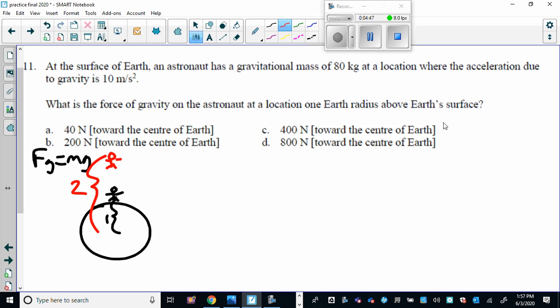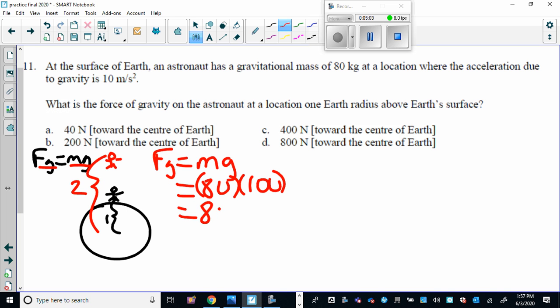Actually, given this, let's just do it this way. I'm going to have to do this calculation at some point anyway. So his mass is 80 kilograms, and the acceleration due to gravity is 10. Therefore, the force of gravity acting on him in this situation is 800 newtons. Now we move him up here.